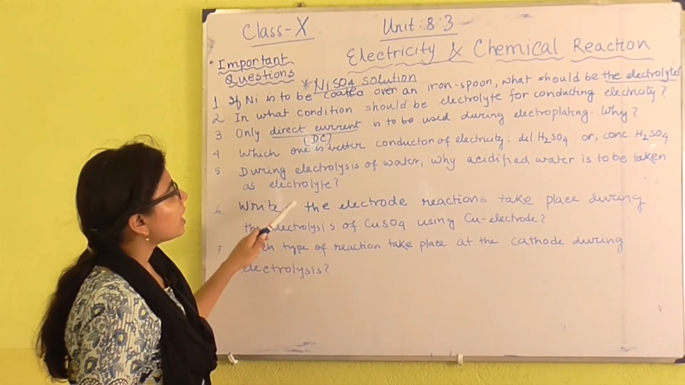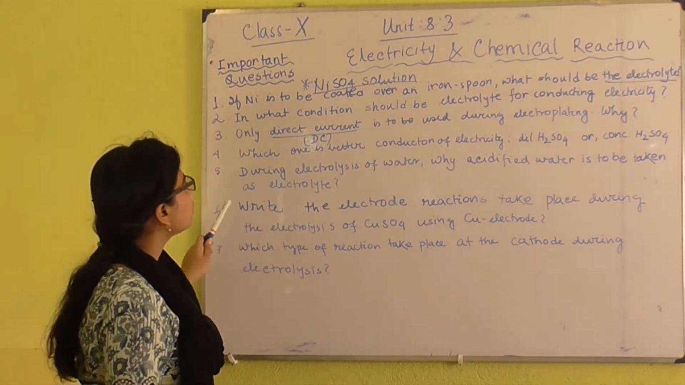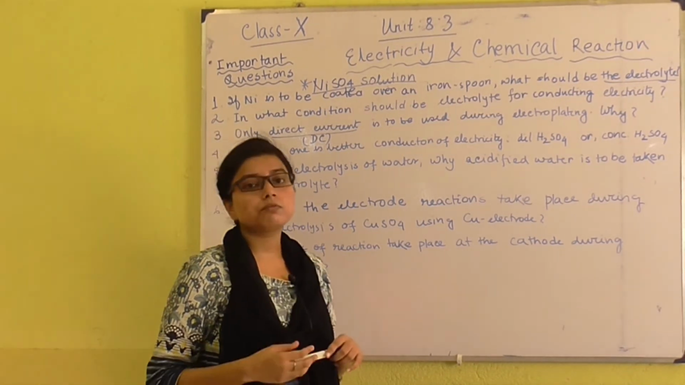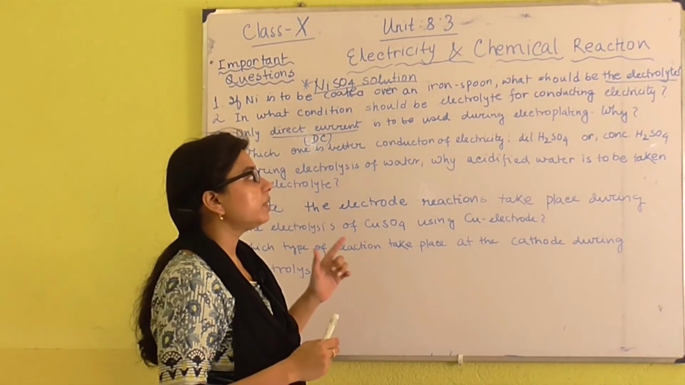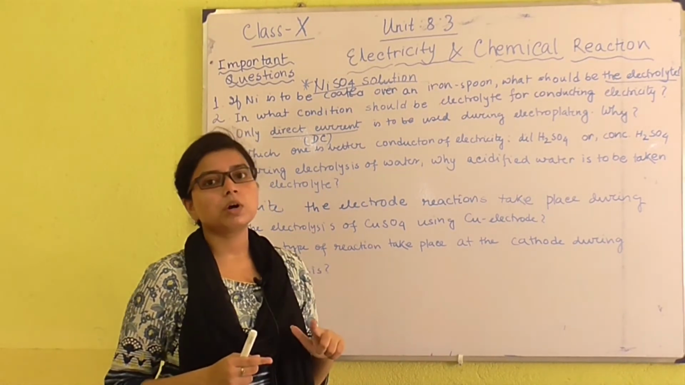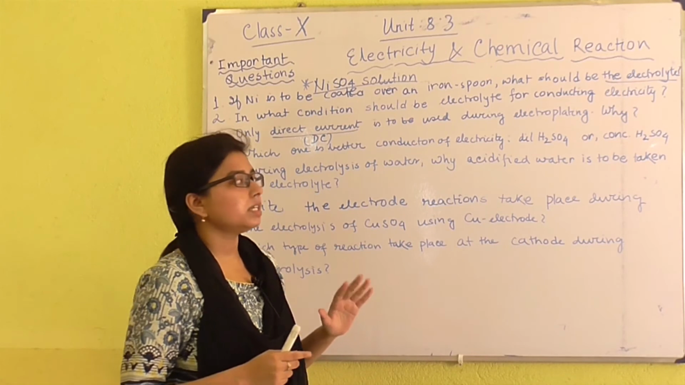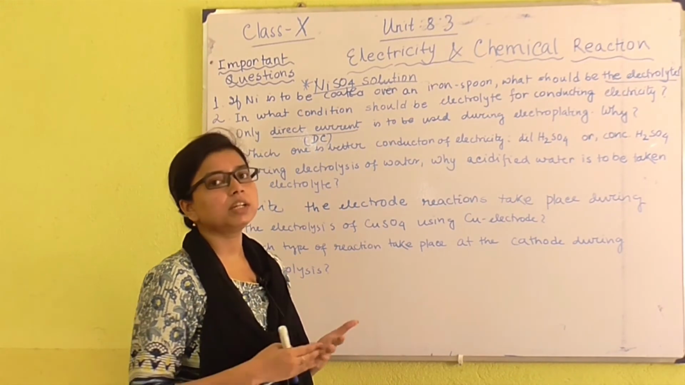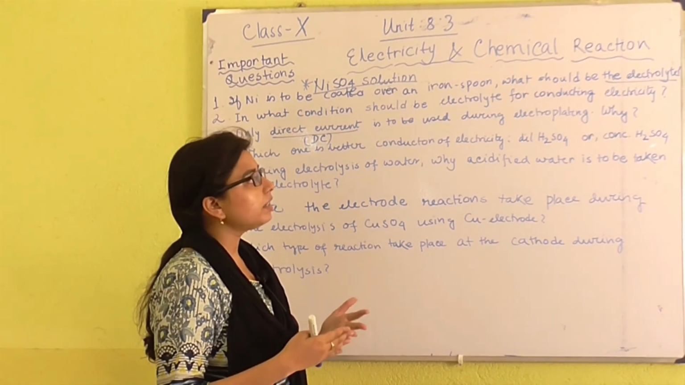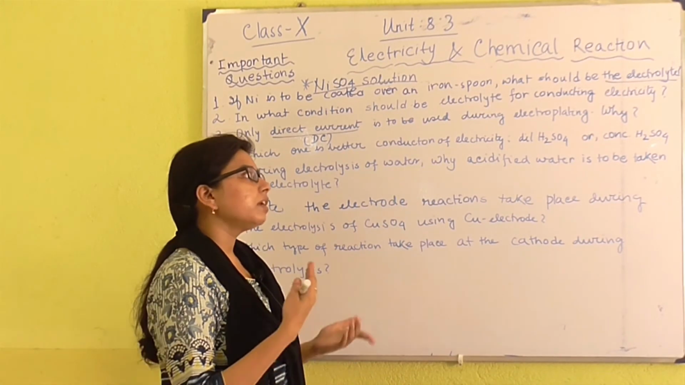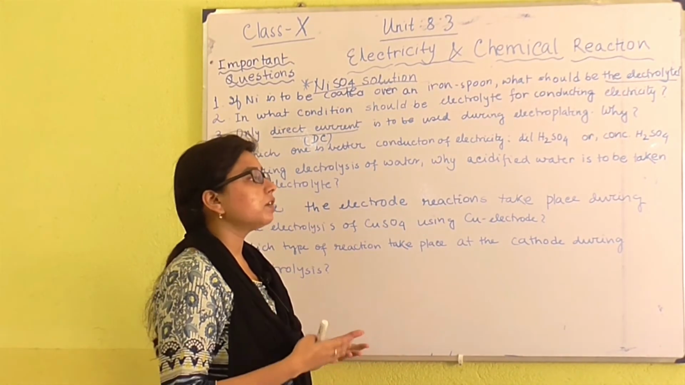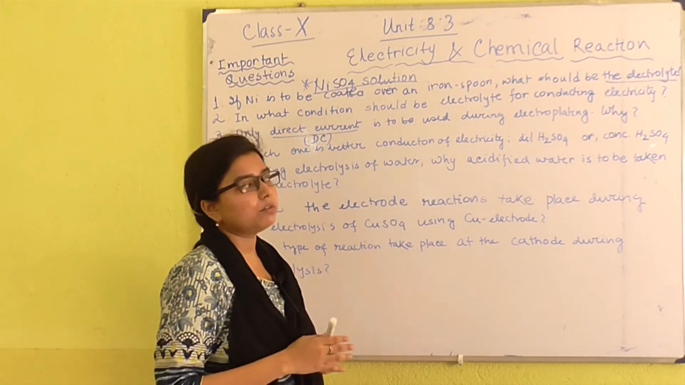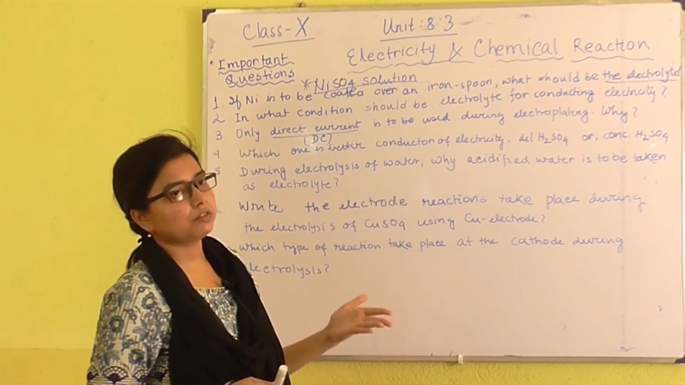Next is, during electrolysis of water, why is acidified water taken as electrolyte? I have mentioned before that for electrolysis of water, as electrolyte we have to take acidified water, because pure water cannot conduct electricity. It is not a good conductor of electricity. So we have to add some kind of electrolyte. It is not necessary to add acid always. We can also add any kind of base or any kind of salt solution too, but generally for availability we use acidified water to make it a conductor of electricity.